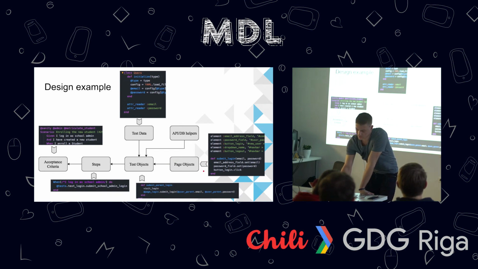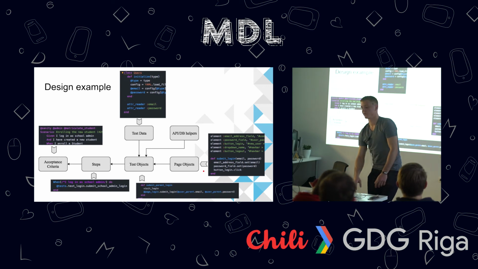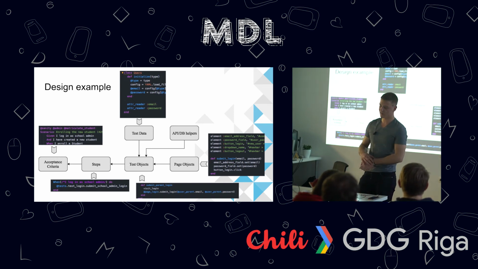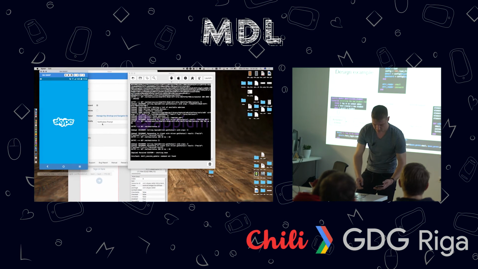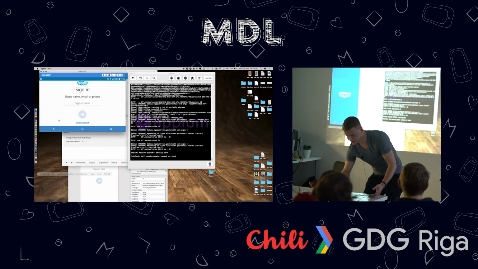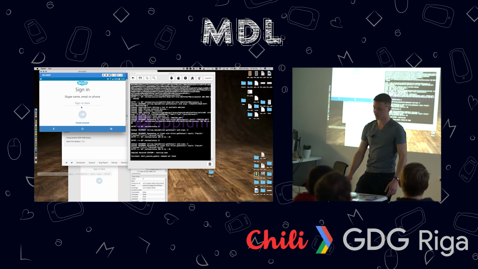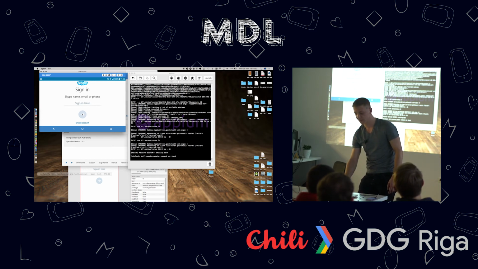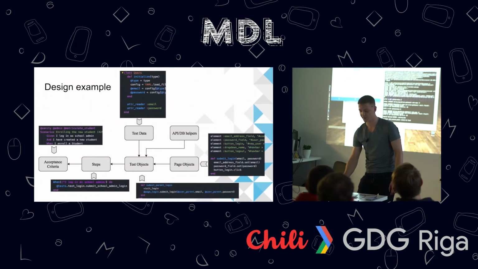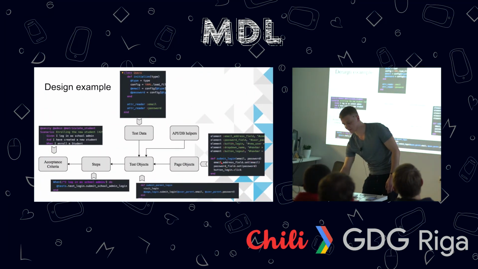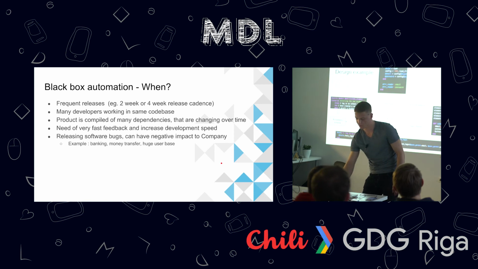And the page objects are the objects where each object describes a specific screen of the application. For example, at the Skype example, we can see that there is a login screen which has a few elements which we have to define in this page object, and there are a few actions which we can do. For example, we can insert email and we can submit login. So yeah, this is the place where we define these actions with the elements.